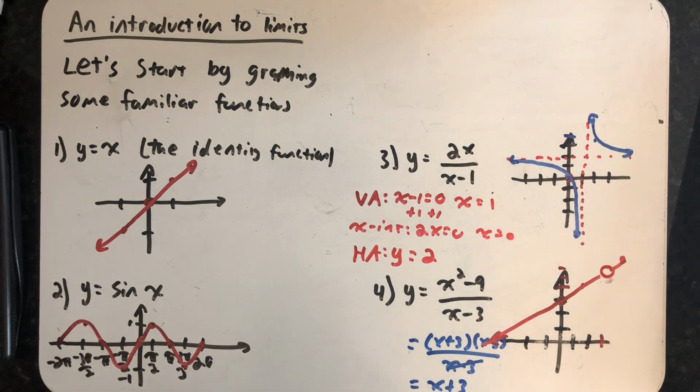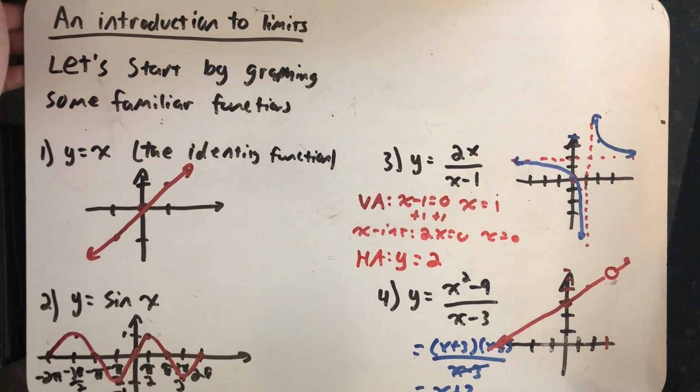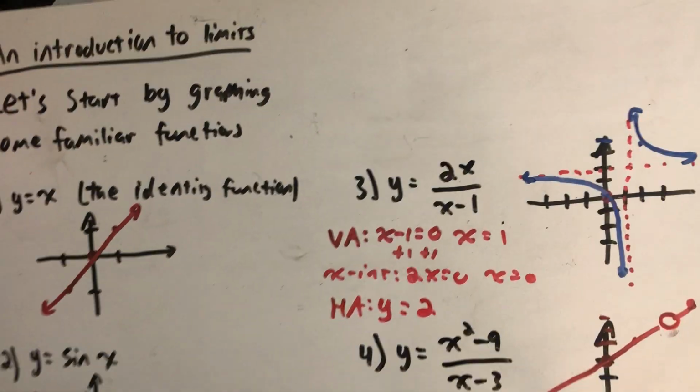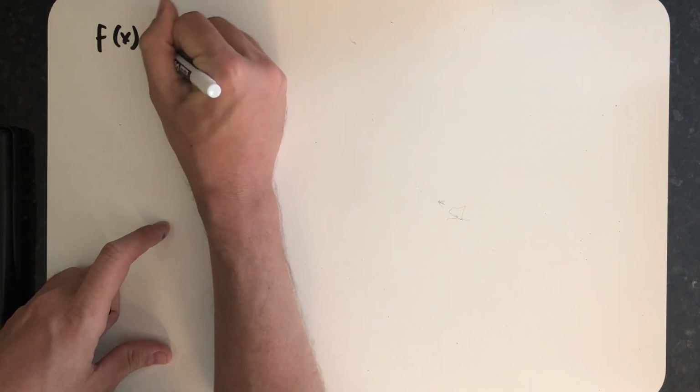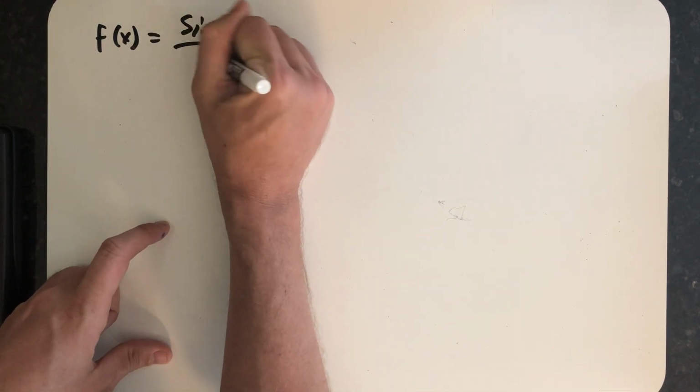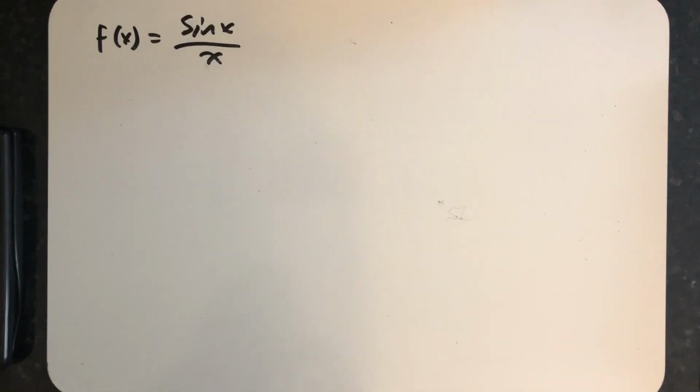So those are just 4 functions that you might have graphed in a pre-calculus class. I want to think about a function that will come up in this class quite a lot, hopefully motivating a new idea, an idea of limit. So what I want to do now is graph f of x equals sine x over x. And I want to use the things we've been thinking about so far.